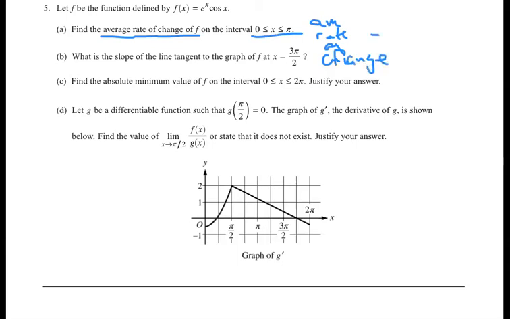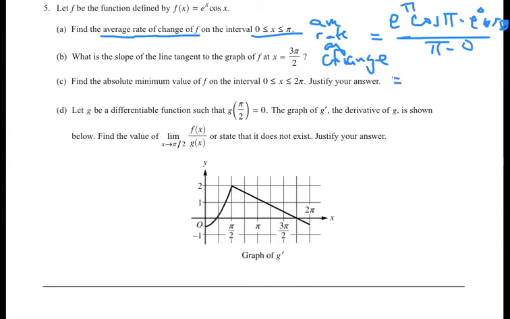is going to equal, and I'm going to plug pi in first, so that's e to the pi cosine of pi minus e to the 0 cosine of 0, all over pi minus 0. And that should be enough to get you full credit.